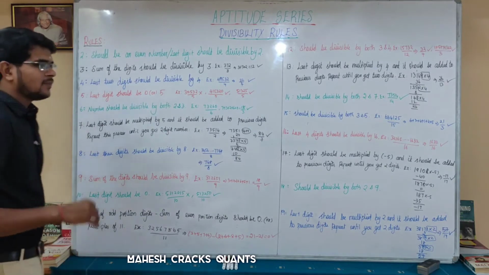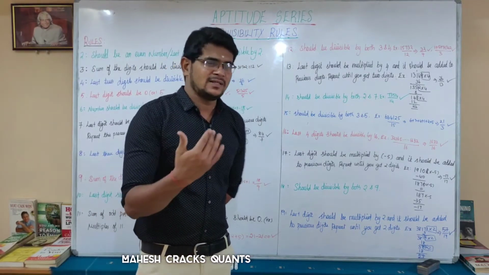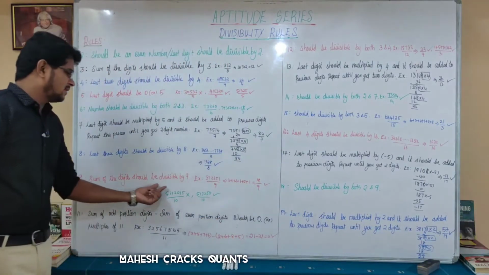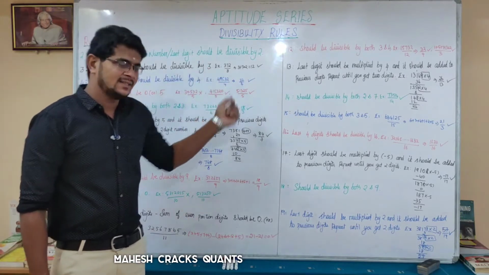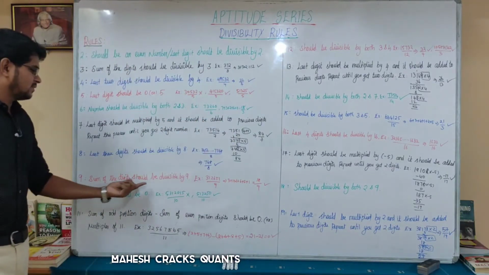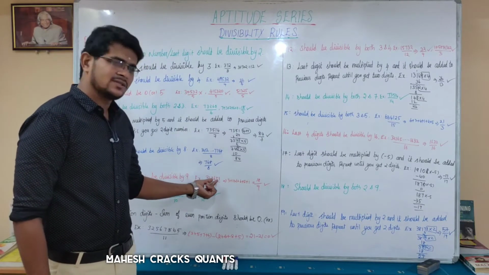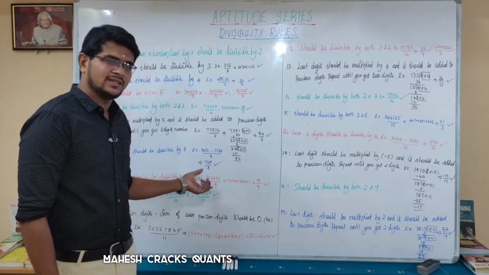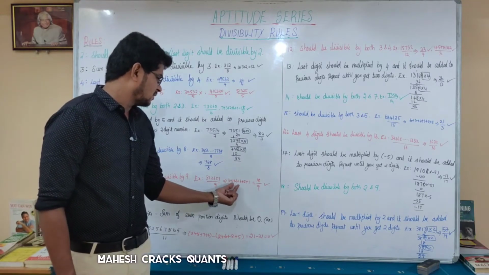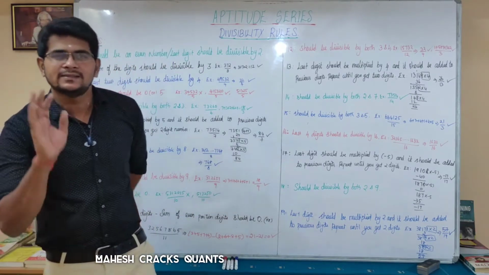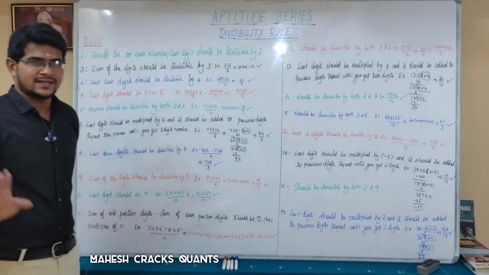And then 9. So the rule for 3 is the same as 9, but here the sum of the digits should be divisible by 9. For 3, the sum of the digits should be divisible by 3. Here in 9, the sum of the digits should be divisible by 9. Here I have a number, 3,12,651. Whether this is divisible by 9 or not? Yes. If you add all the values, you get 18. 18 is divisible by 9. So that number is divisible by 9.